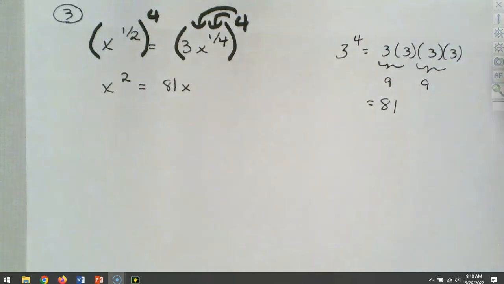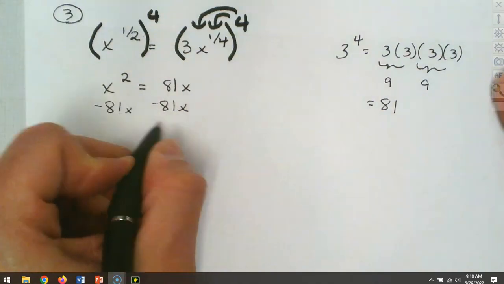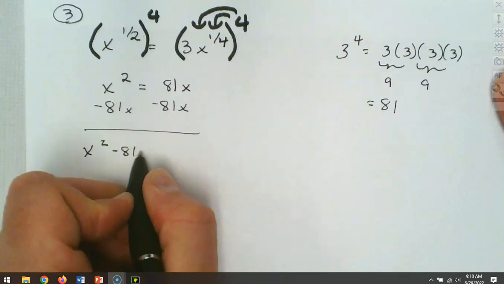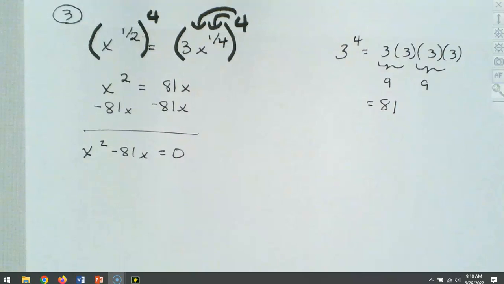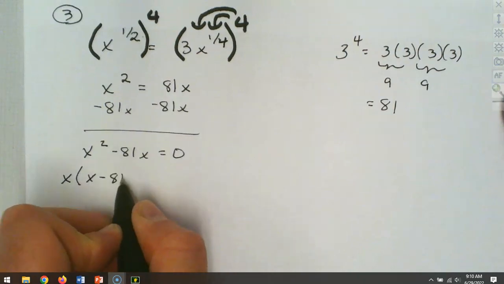Okay, and that's it. Now all we have to do is solve it, and this is going to be very simple. We just move that 81x over, and then we simply factor, because it's set to 0 now. So that's what we needed to do. We needed to make sure it was set to 0. And now we factor. So we factor out an x, and that leaves me then with an x minus 81.